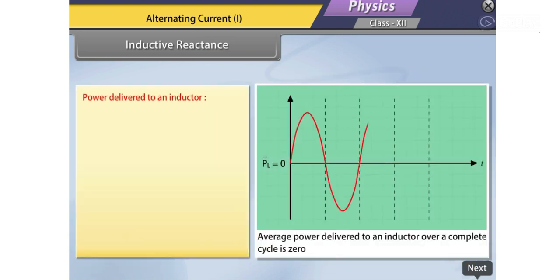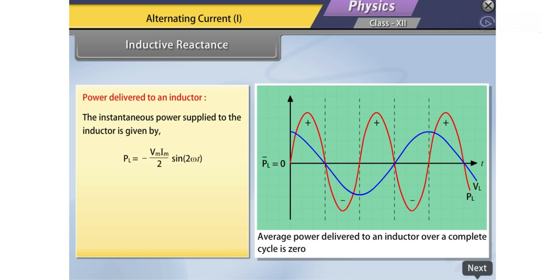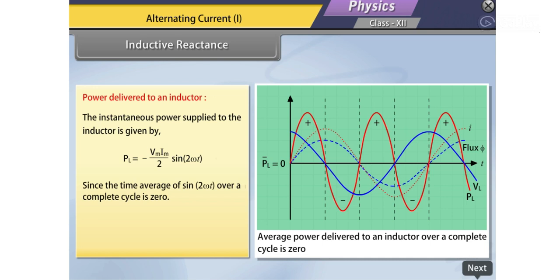Power delivered to an inductor. The instantaneous power supplied to the inductor is given by negative Vm Im by 2 multiplied by sine 2 omega t. Since the time average of sine 2 omega t over a complete cycle is 0, therefore, inductor power is equal to 0.